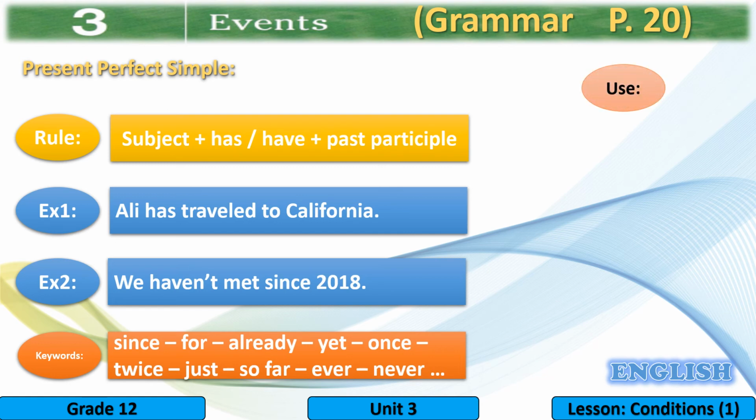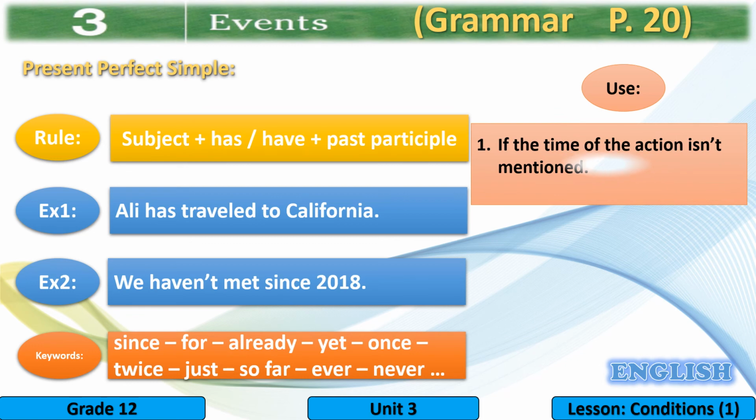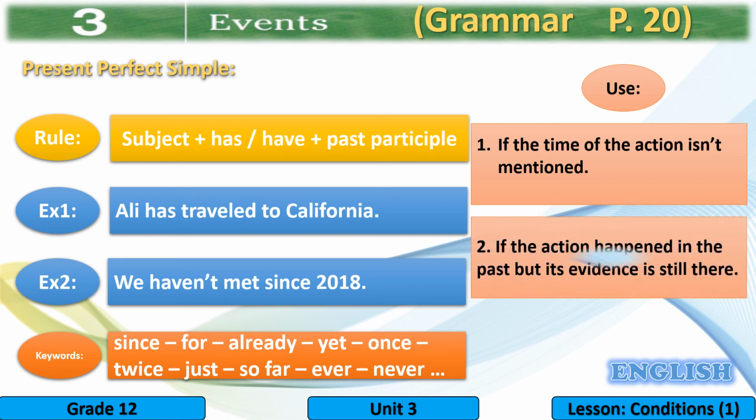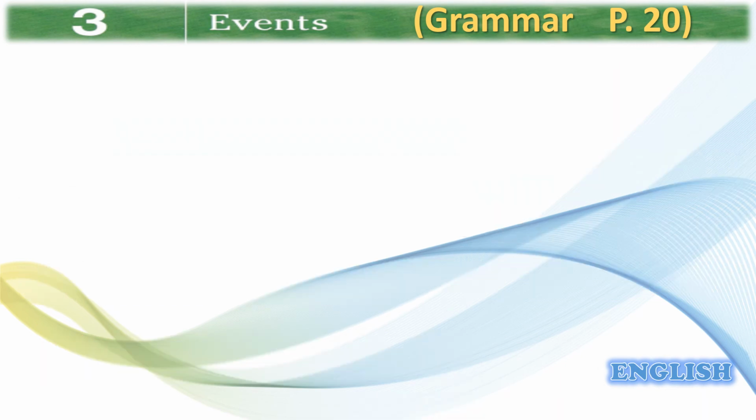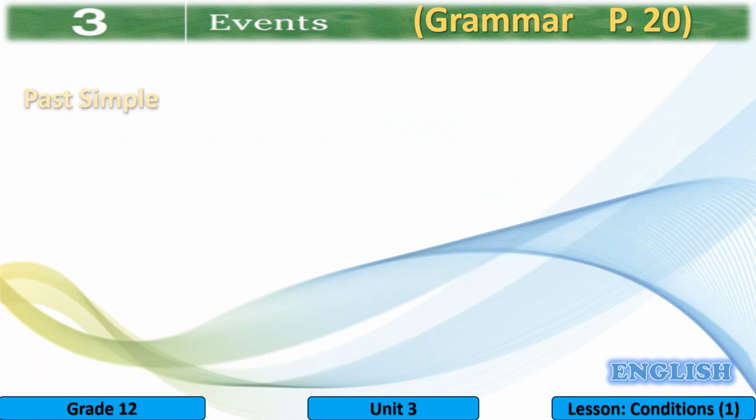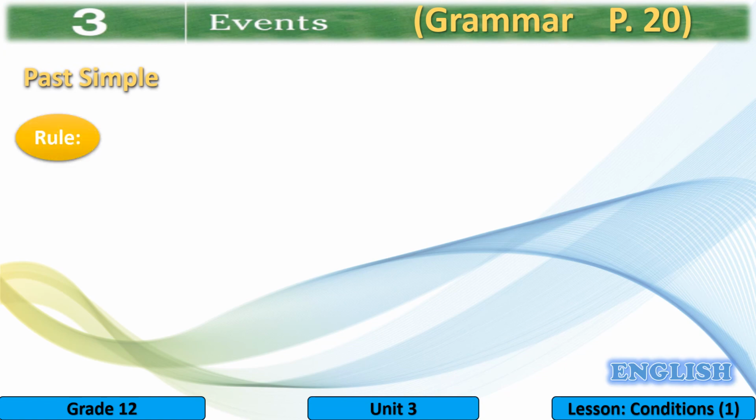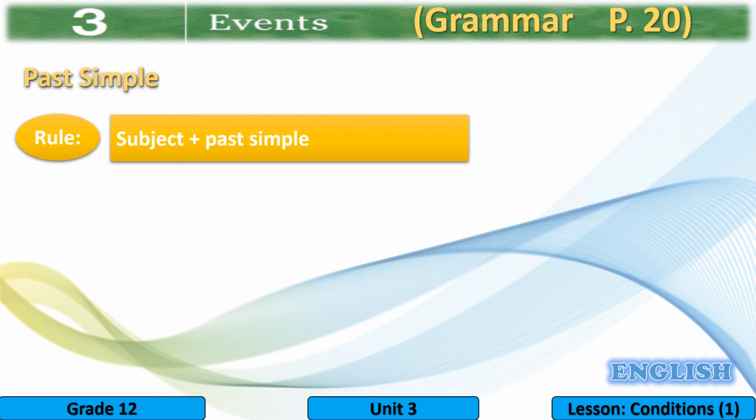Now we use the present perfect simple in the following ways. If the time of the action is not mentioned, we don't know when it happened. Number 2, if the action happened in the past, but its evidence is still there. What about the past simple verb? Now let's have a look at the rule. We need a subject, whether it is singular or a plural, it doesn't matter. It should be followed by past simple verb.